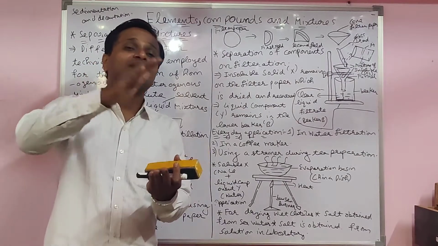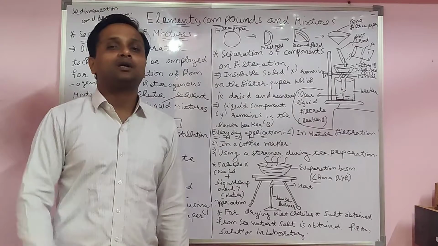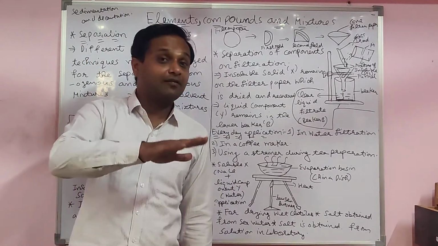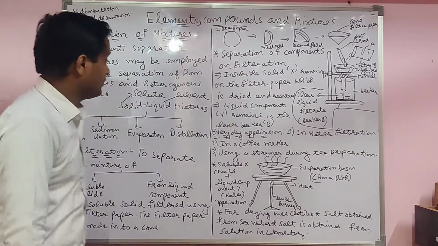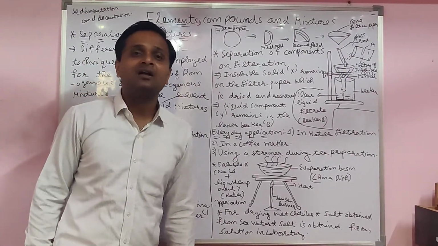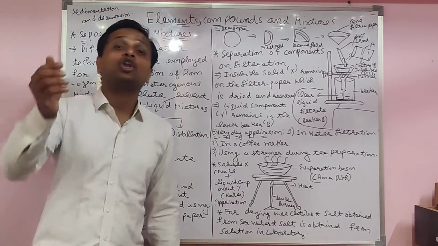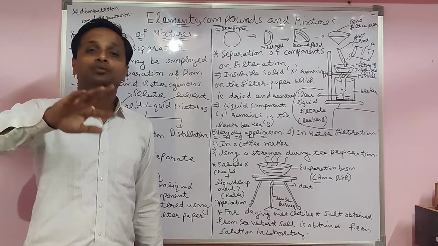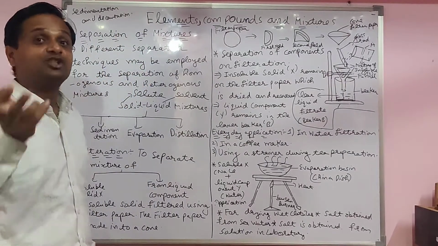A homogeneous mixture is that mixture which completely mixes, for example, sugar in water, salt in water. But in a heterogeneous mixture, how are you able to separate sand in water? Sand is a heterogeneous mixture in the water. So we have to use different techniques to separate the mixtures. How are you able to separate solid in liquid? Liquid in liquid? Maybe soluble, maybe insoluble. Maybe solid in solid.